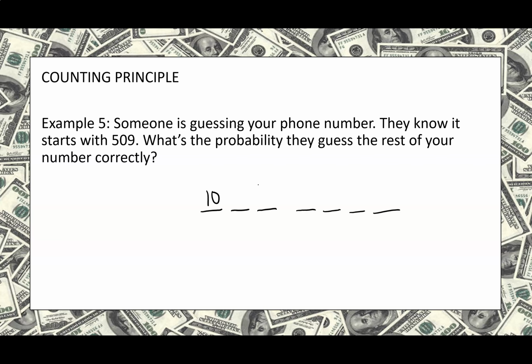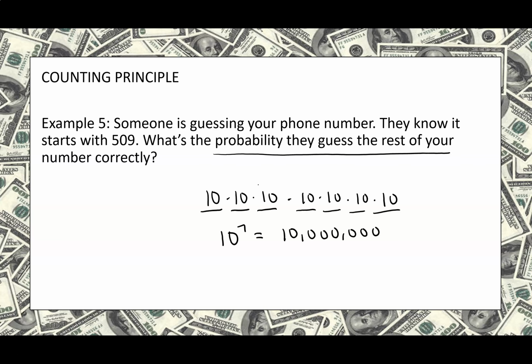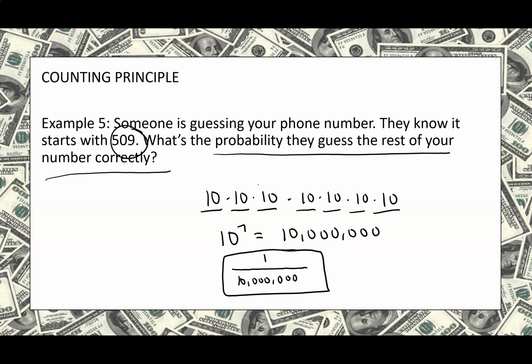So we've got 10 options for the first number, 10 options for the second, 10, 10, 10, 10. Now you can certainly do 10 times 10 times 10 times 10 in your calculator, or just realize this is 10 to the 7th, which is equal to 10 million. Of course, we've got 7 zeros there. And it's actually asking what's the probability that you guess the rest of their number correctly. Well, that would be 1 out of 10 million. So I wouldn't bet your life savings that you're going to guess someone's number correctly, even if you do know their area code.